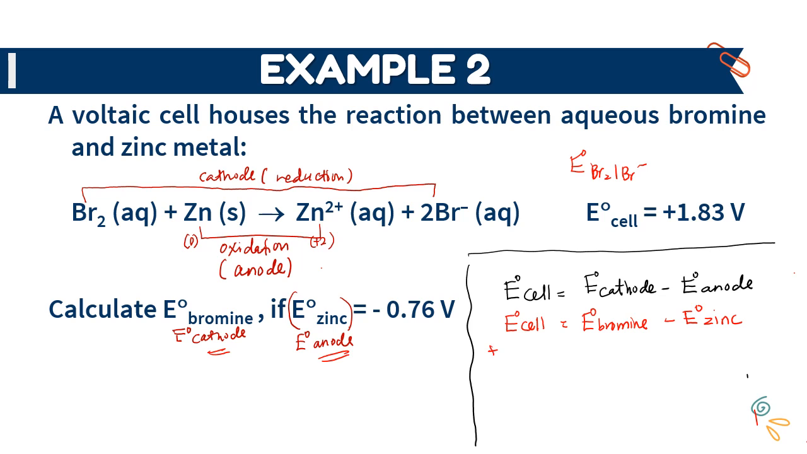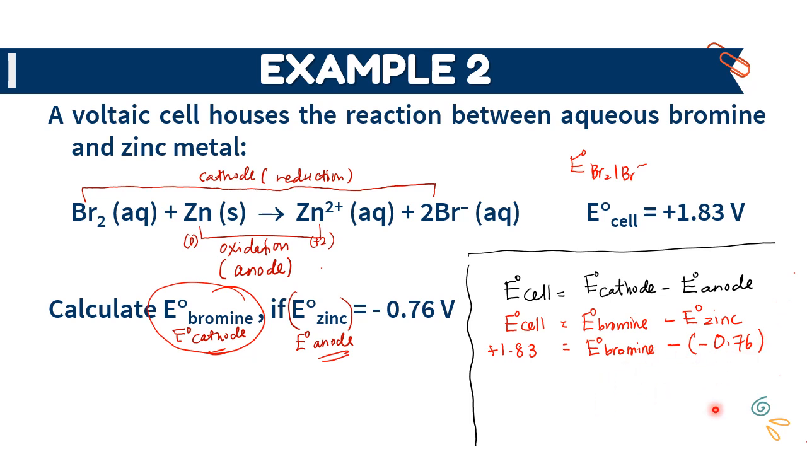E naught cell is positive 1.83 volt. Again, make sure at the final answer you must put your unit. The one that we want to find is E naught bromine, so write it down. Please do not leave it as E naught cathode anymore. Put specifically what the question asks: E naught bromine. Minus the value of E naught zinc, which is negative 0.76.